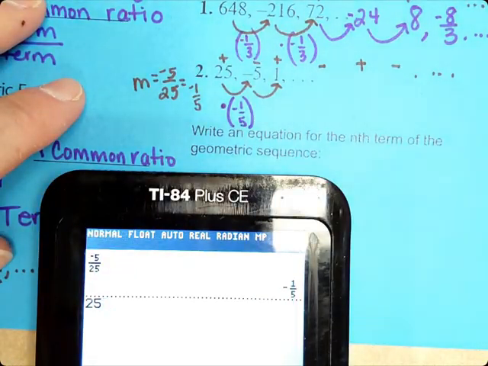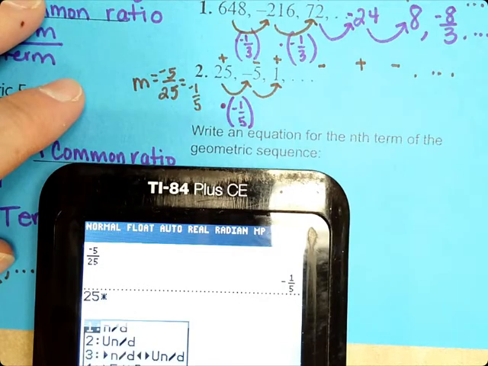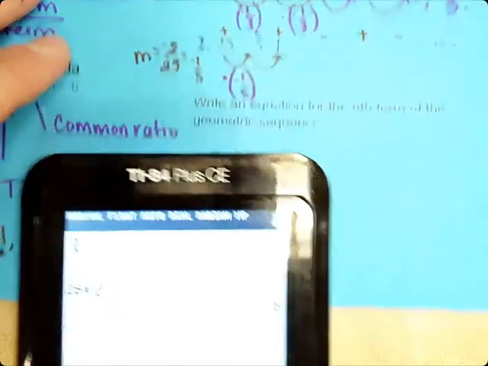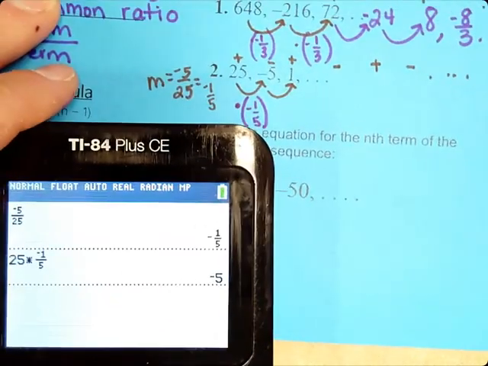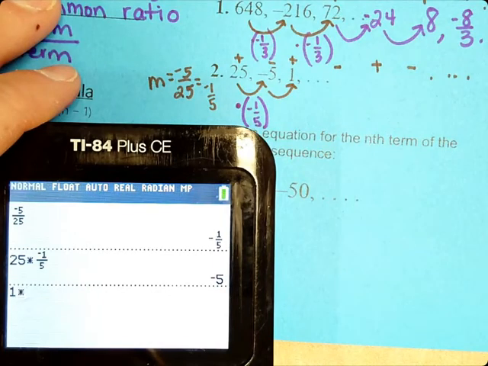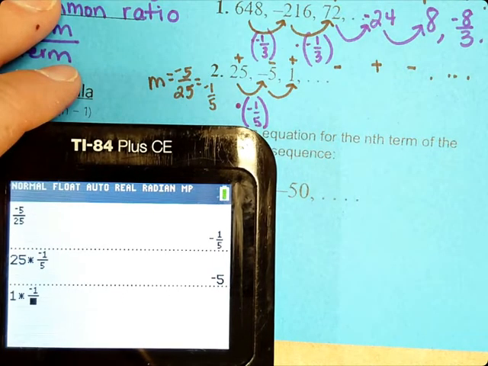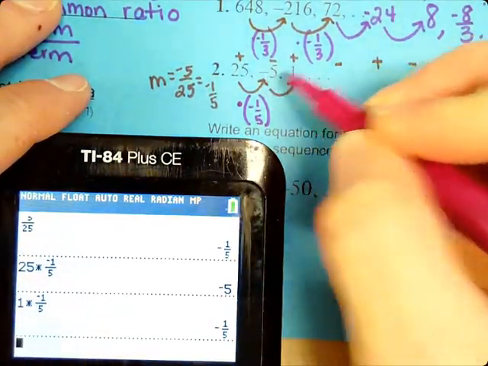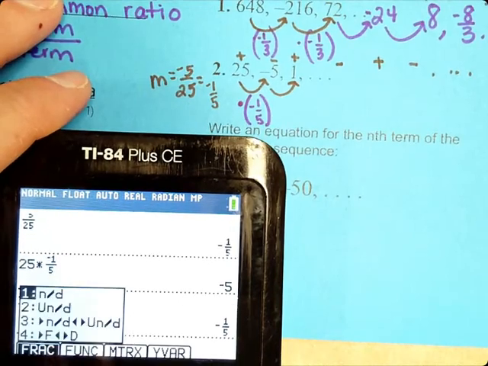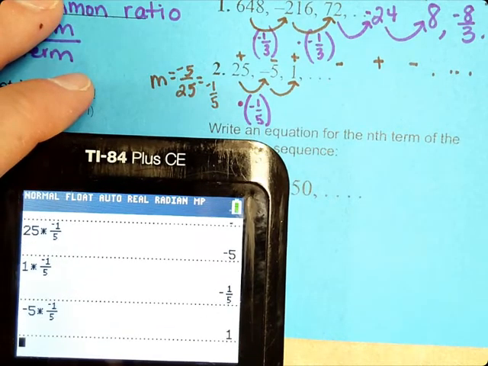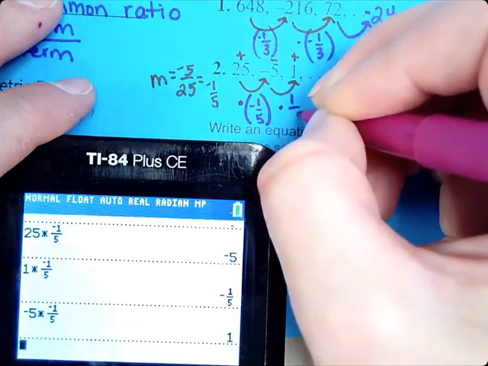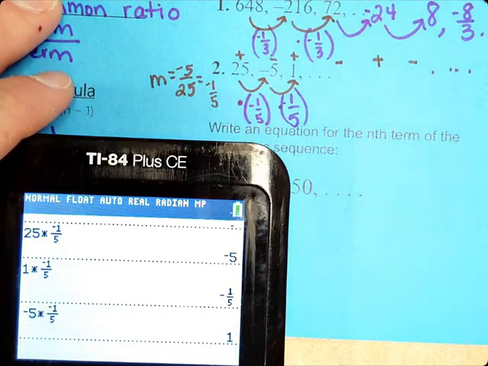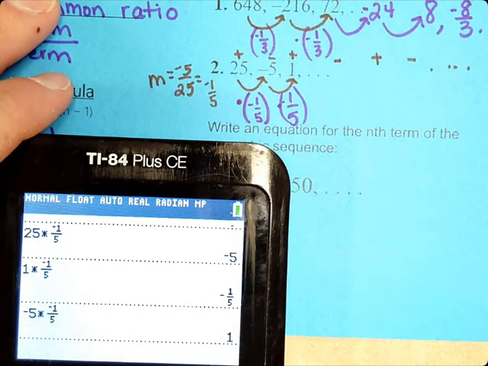So 25 times negative 1/5, and that equals negative 5. So we did it right. Now let's do the next one. 1 times negative 1/5. And that worked too, right? Oh, I was supposed to do negative 5. Sorry. Negative 5 times negative 1/5, and that equals 1. And that is the next term of the sequence. Do you have to keep it as a fraction, or can you change it to a decimal? I want y'all to keep it as a fraction.